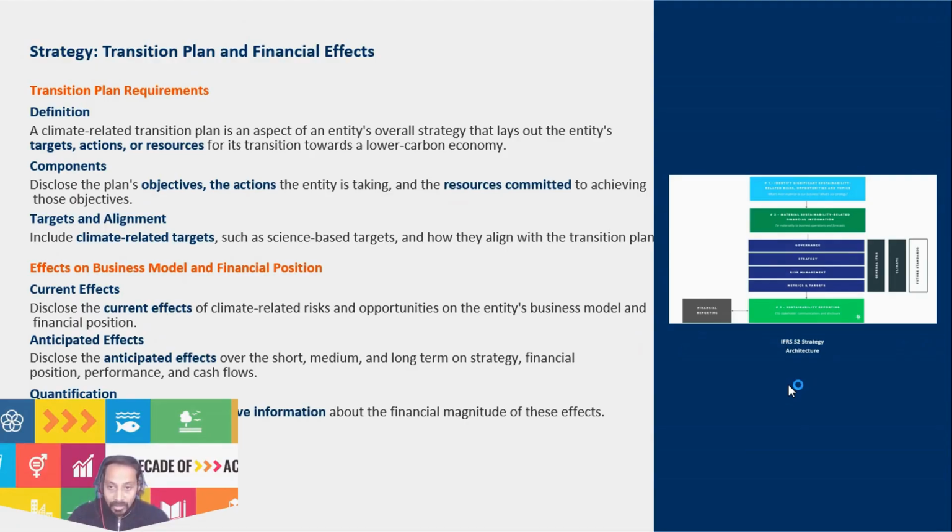So you already calculated the scenario analysis. Now you have to plan your transition. So a transition plan is the aspect of your strategy that lays out your targets, actions, and resources for moving towards a low carbon economy. So you need to disclose the objectives. What are you trying to achieve? For example, net zero by 2040, 2030, 2070, based on the overall target of the country.